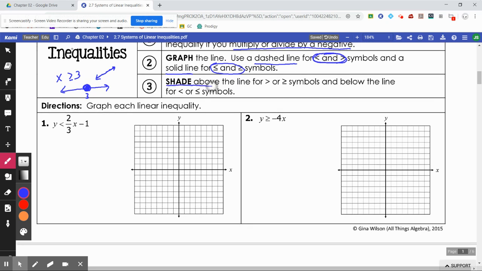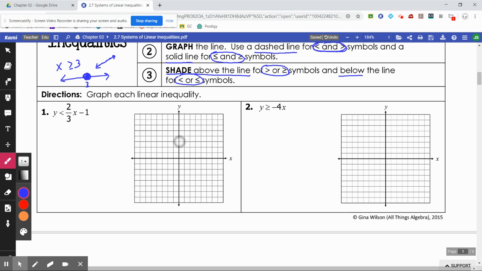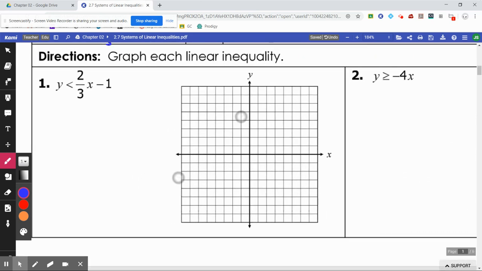We're going to shade above the line for these symbols, the bigger than, greater than symbols. So if it's greater, we're shading above. We're going to shade below for the two less than symbols. So here we go, graphing the inequalities.